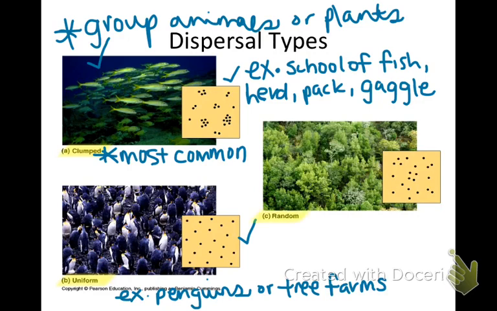Then the last one is random. Put yourself a star. This is the most rare kind. And then this is what you'll draw in the box. And just like you would think, random means random. Please highlight that there is no apparent reason. It's random. Whenever somebody does something random, it's random. So highlight that there's no apparent reason seen for the dispersion pattern.